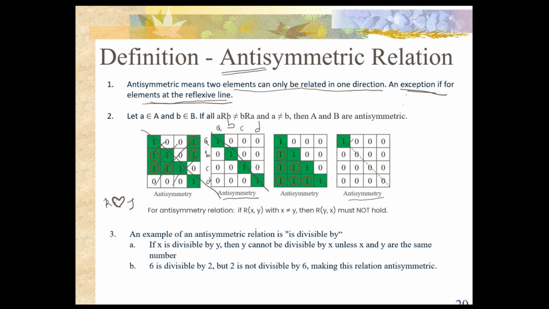So what are the examples of anti-symmetry in daily applications? Let's look at this. 6 is a number, right? It is divisible by 2, because 6 divided by 2, you get 3. But is 2 divisible by 6? Can we divide 2 by 6 without any remainder? No, right? So it's only a one-way relationship. We can divide 6 by 2, but we cannot divide 2 by 6. It's only a one-way relation, one direction. This is a valid condition for anti-symmetric.